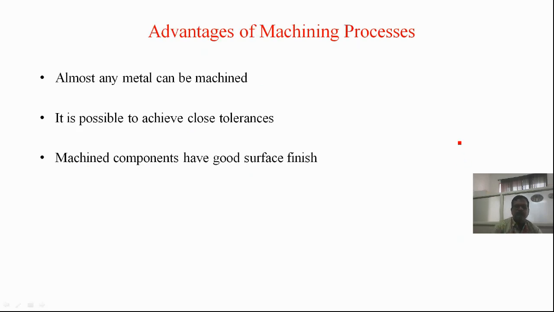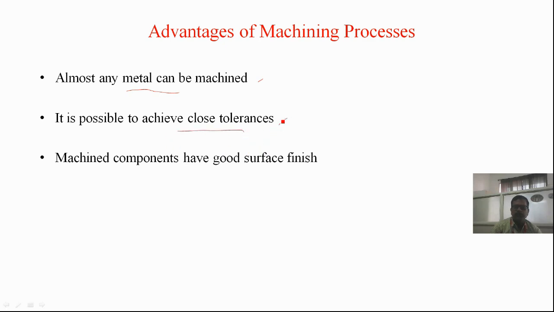The advantages of the machining process: almost any metal can be machined, in either the first, second or third process. You can do it depending upon the tool you change. For different materials we are going to use different tools for the cutting operation.